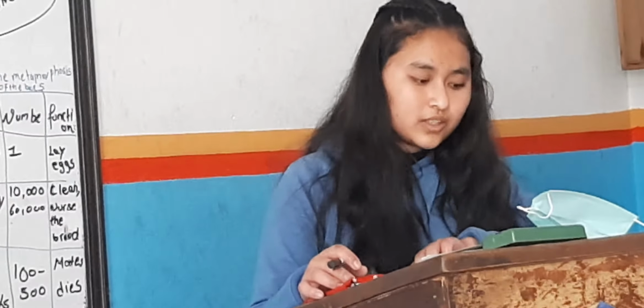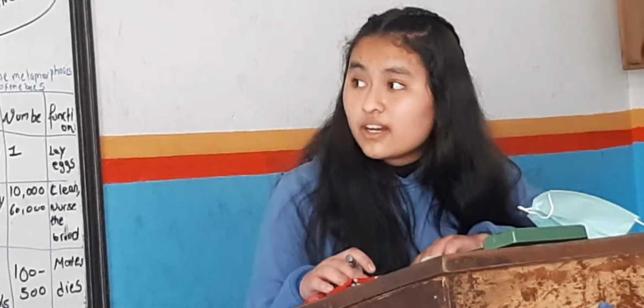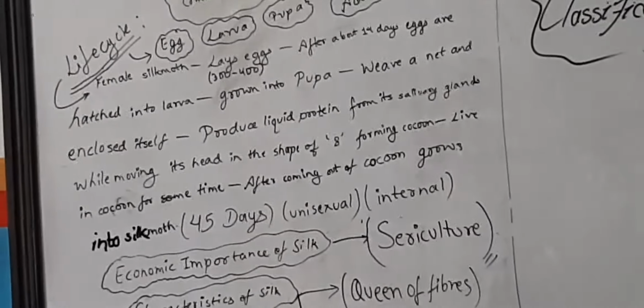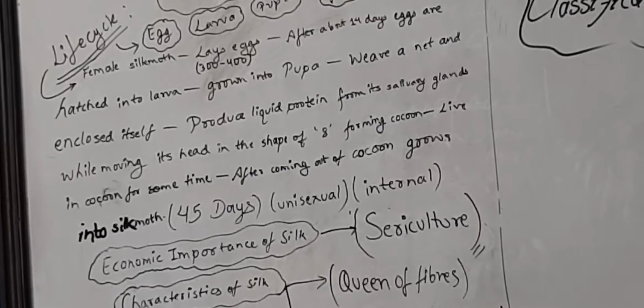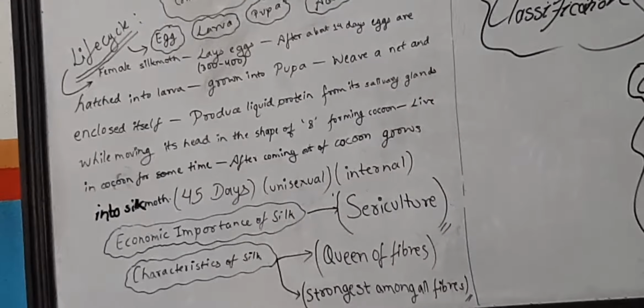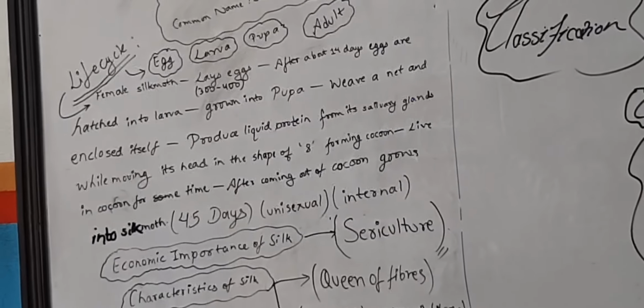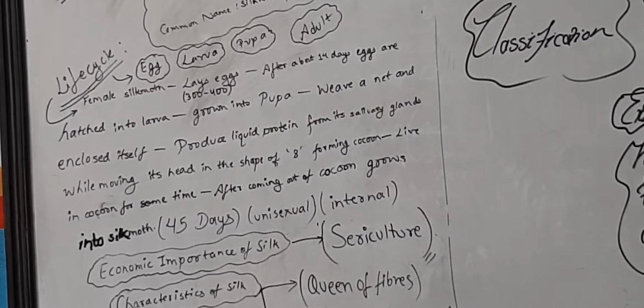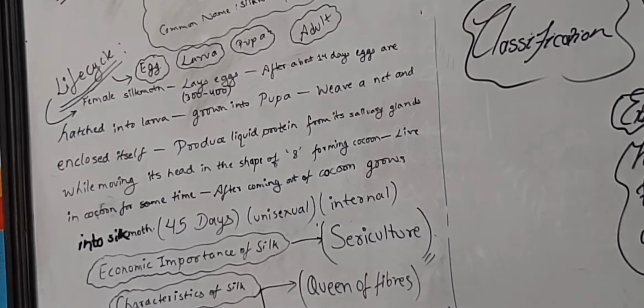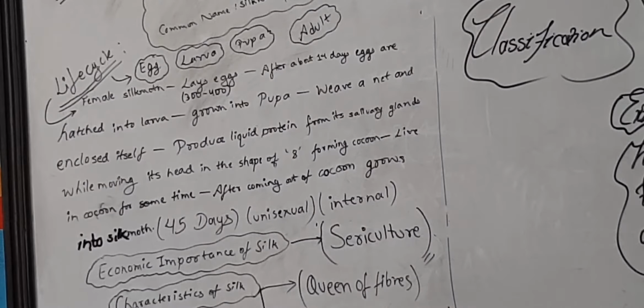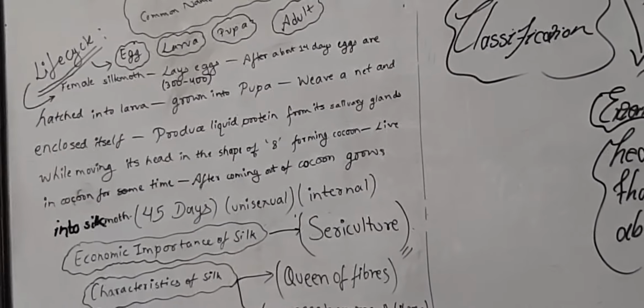Life cycle of silkworm. There are 4 phases, that are egg, larva, pupa, and adult. After mating, female silk moth lays about 300 to 400 eggs, and after about 14 days, eggs are hatched into larva, which grows into pupa, and they cover themselves and enclose themselves inside it. They produce liquid protein from their salivary glands while moving their head in the shape of 8, forming cocoon, which is also known as chrysalis.